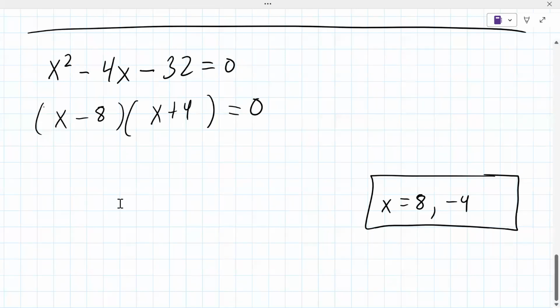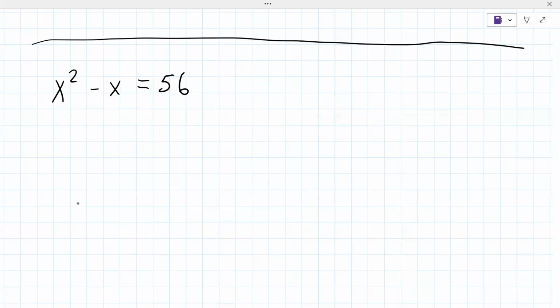Let's try one more here before we move on to something else. Let's say it's x squared minus x equals 56. What is different about this problem compared to the others? There's no coefficient in the middle. Okay, now there's a coefficient. I'll even put one there. Something else that's different.